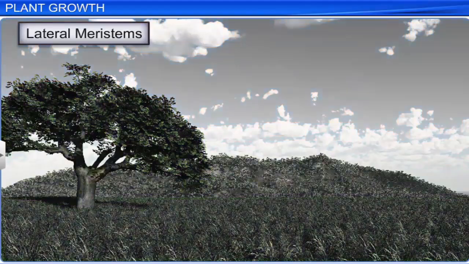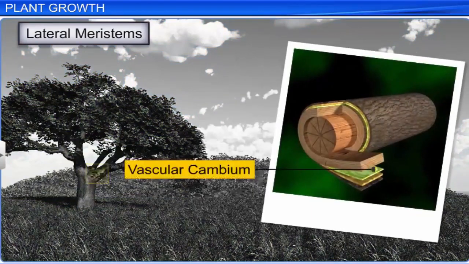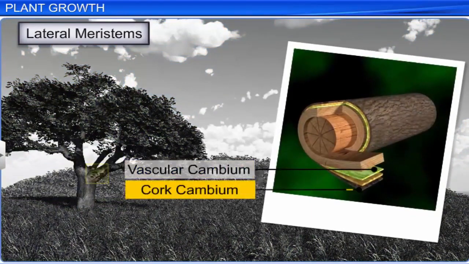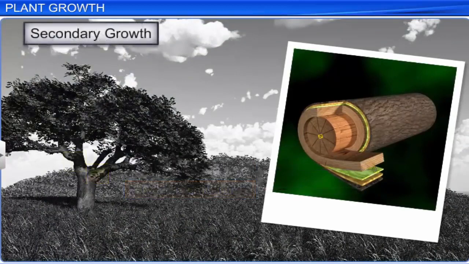Lateral meristems such as vascular cambium and cork cambium are present in woody plants. They are responsible for the secondary growth of the plant, which causes an increase in the girth of plant parts such as the stem and branches.